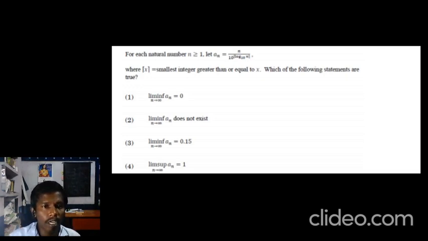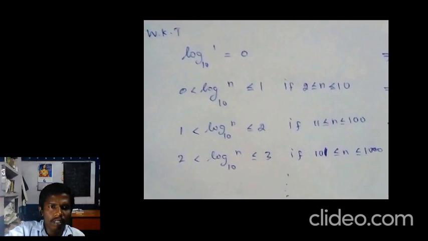So, in order to find limit infimum and limit supremum, first of all, we need to know the behavior of a_n or all properties of a_n. They have clearly given a_n equal to n by 10 power ceiling function of log n, where the base of log is 10. Now, in order to know the behavior of the sequence a_n, first of all, we need to know the ceiling function of log n. So, I try to enumerate the values of log n. Obviously, log 1 is 0.